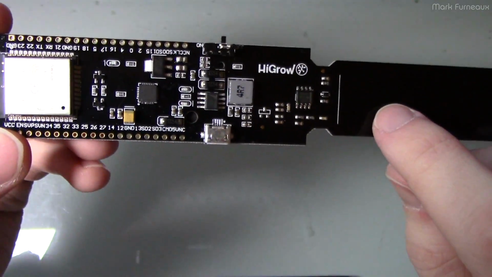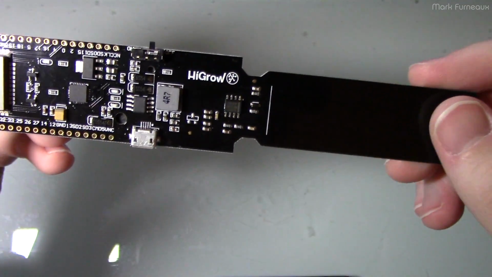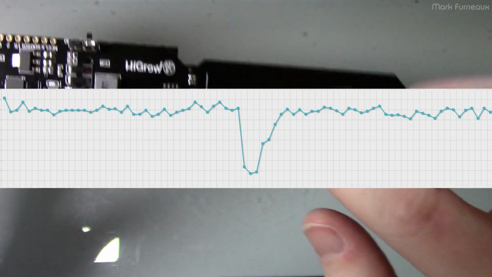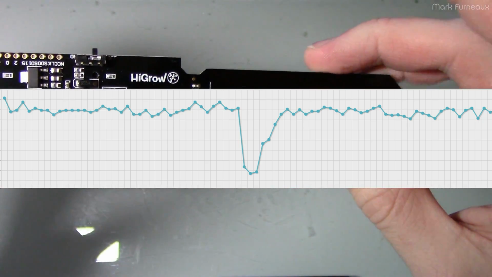So I ended up having to sort of figure that out. But this seems to be pretty good. Maybe I'll inset a picture of a graph I took of some data, and you can see that there's a dip in the reading when I watered my plant.